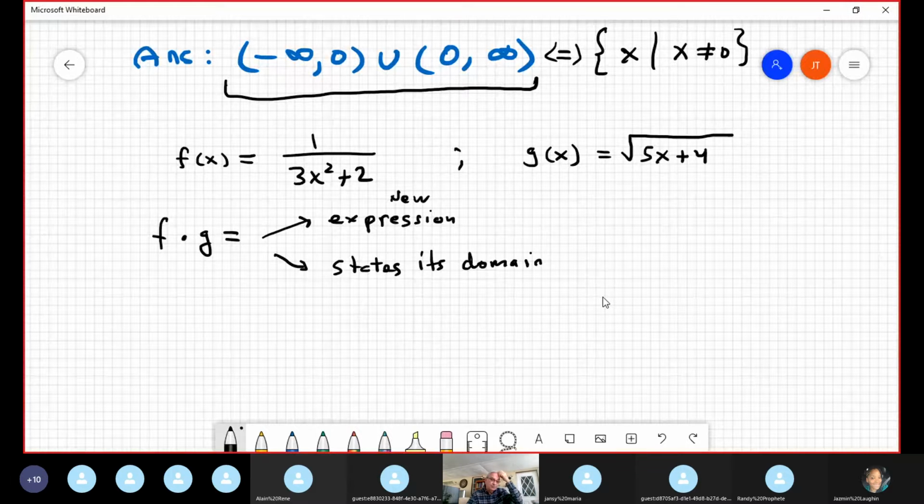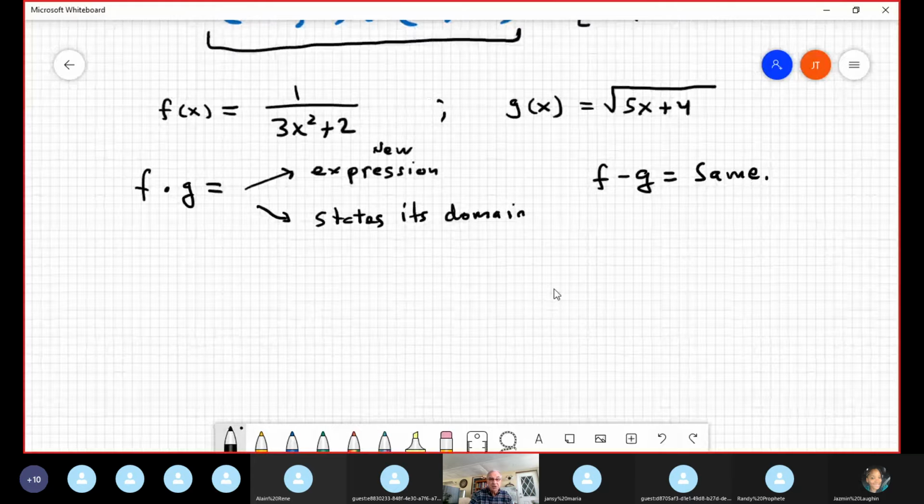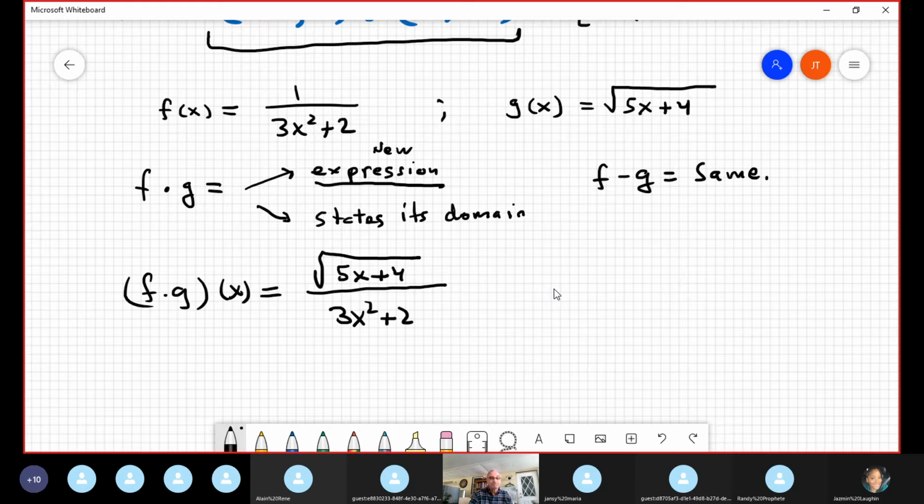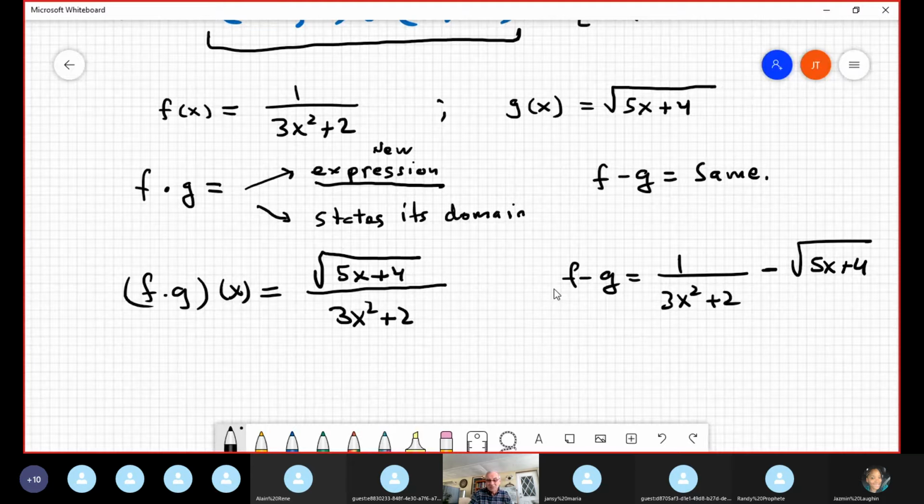Let's do multiplication and let's do subtraction. Exactly the same idea. Well, I suppose it's easy. Because the new expression, f times g of x, you put together, multiplication. So it's a fraction, top 1, multiplication by the radical, is the radical of 5x plus 4, divided by 3x squared plus 2. This is my new expression for the multiplication. You can manipulate it, but just leave it like that, perfect. Subtraction is the same: 1 over 3x squared plus 2 minus the radical of 5x plus 4. We can combine, but it's not important. I suppose it's totally irrelevant.